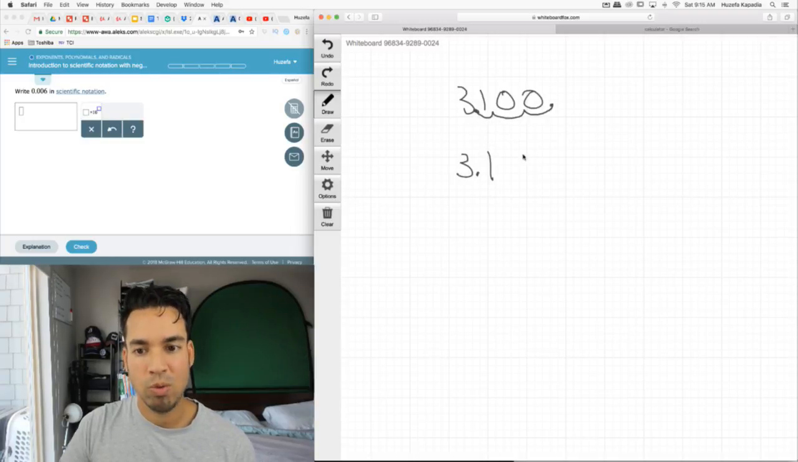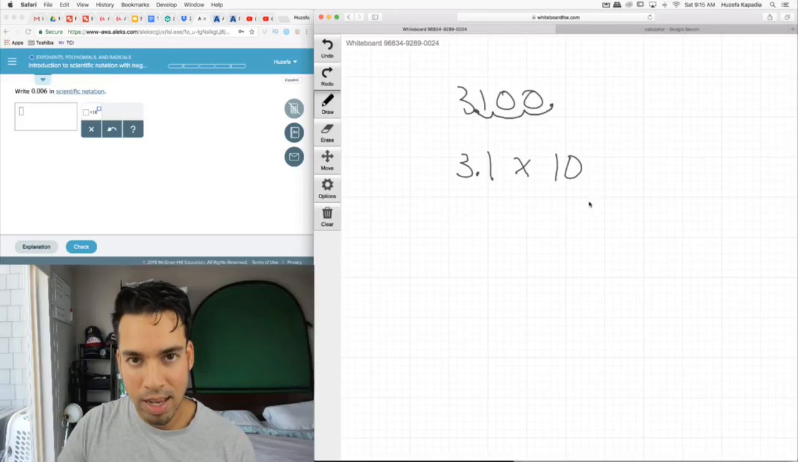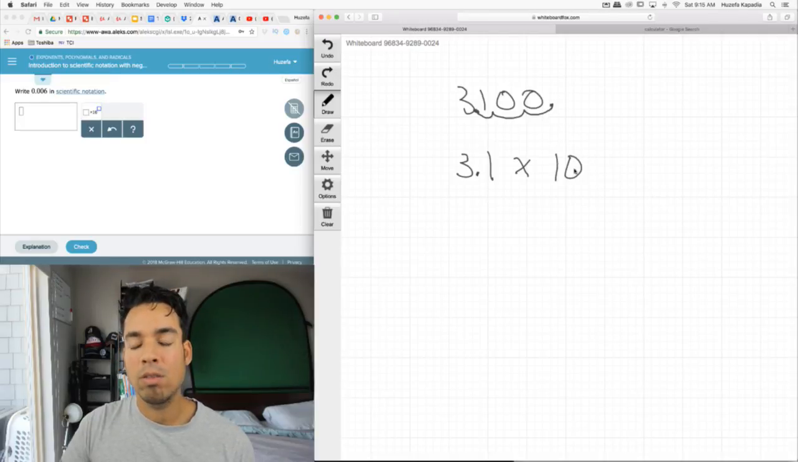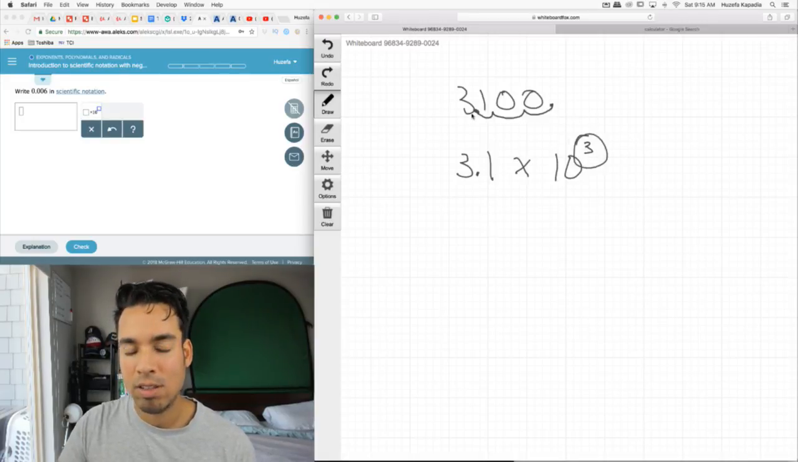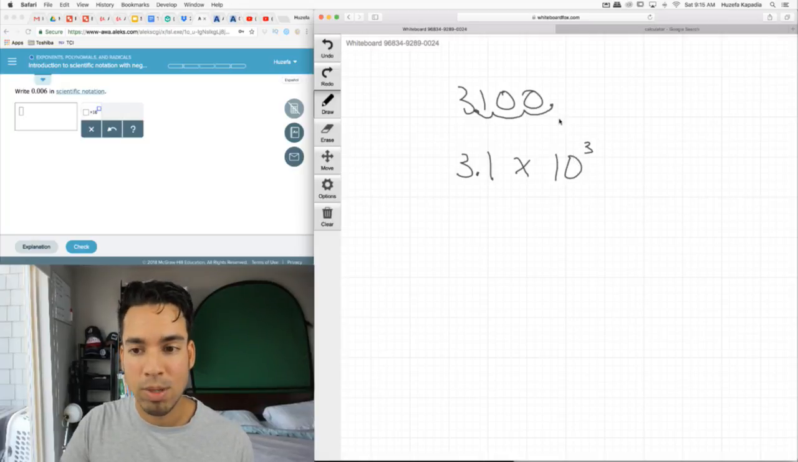But it's not 3.1. It's 3.1, but then it's the same as 3.1 times 1,000, right? But we represent it very specifically. We don't write 1,000, we write 10 to the third power. So it's always a number times 10 to some power. And I get this 3, well, 10 to the third is 1,000, but I get it by seeing how many places I have to move this decimal. I have to move it once, twice, 3 times to the left. So then we have 3.1 times 10 to the third.